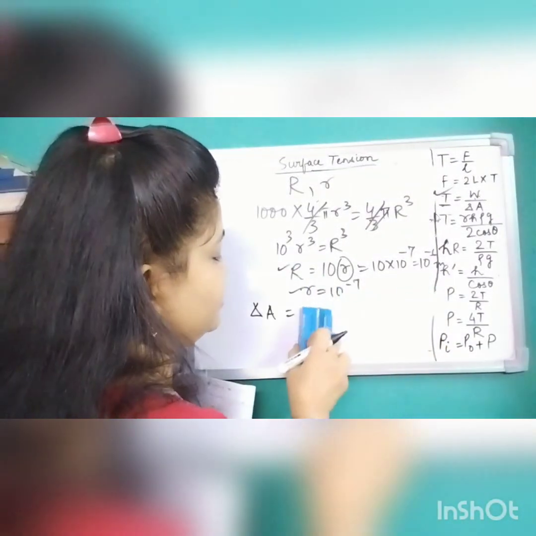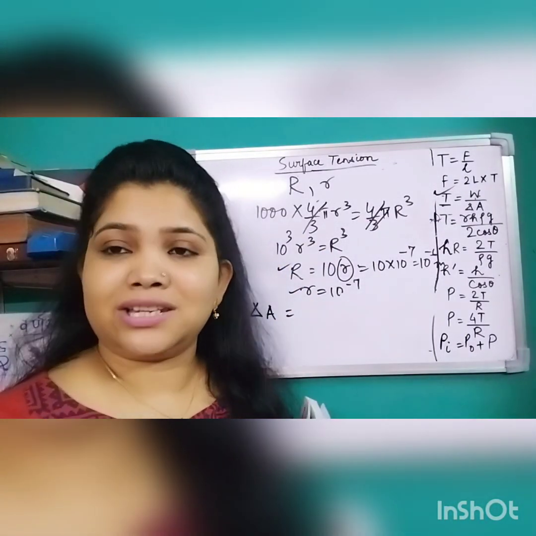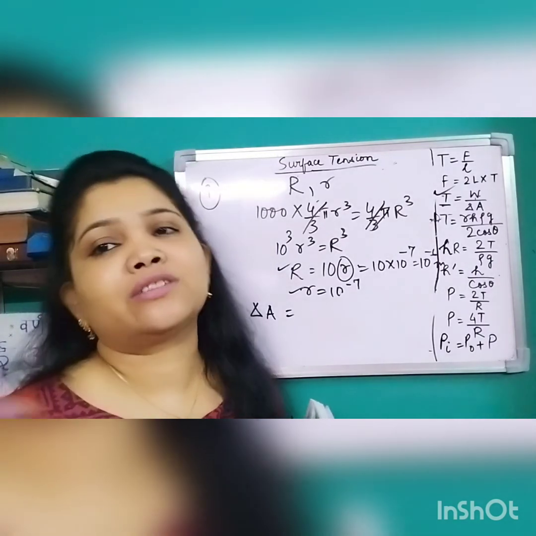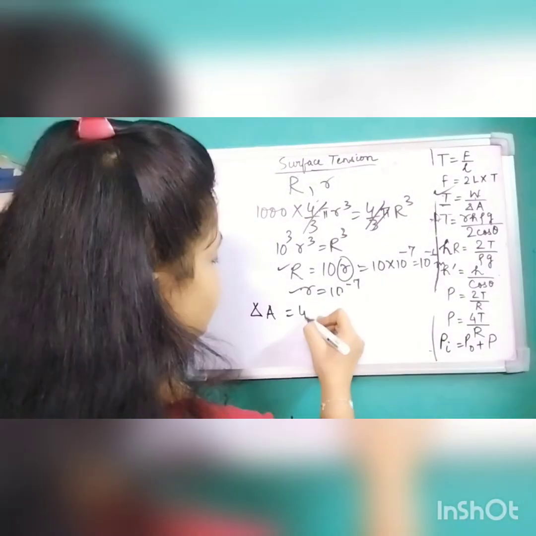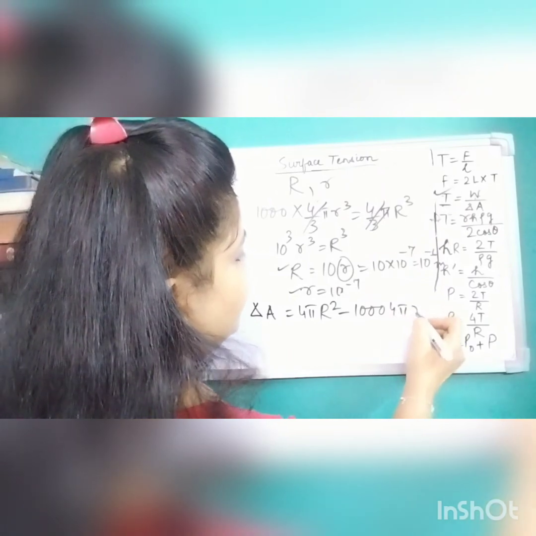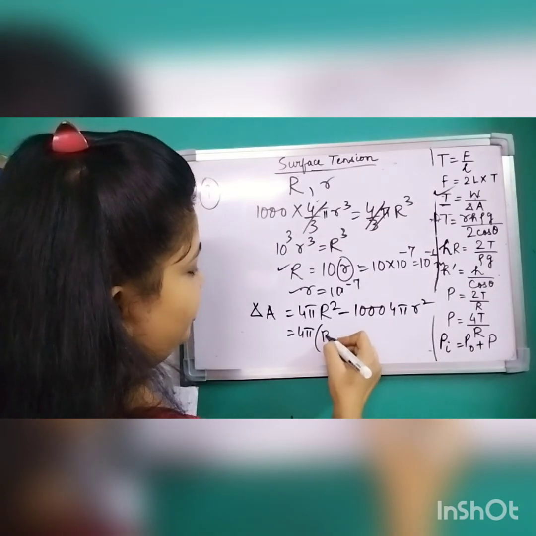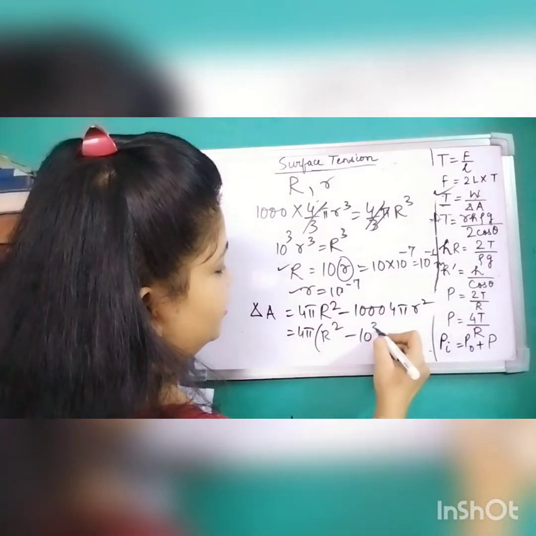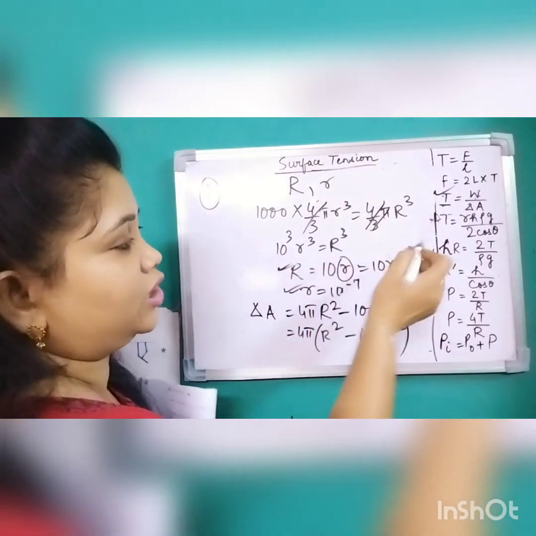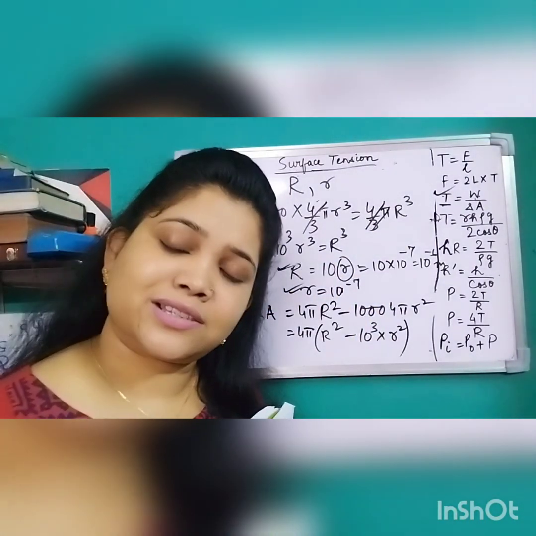It should be final minus the initial, because in the previous case the initial was the bigger one and the final was the smaller one. But here the initial is the smaller one and the final is the bigger one. So we should start with 4 pi capital R square minus 1000 into 4 pi small r square. Okay, so you can take 4 pi common. So you are left with R square minus 10 to the power of 3 into small r square. You know capital R and small r, both the values. You can put them in, solve it and get the answer for delta A.